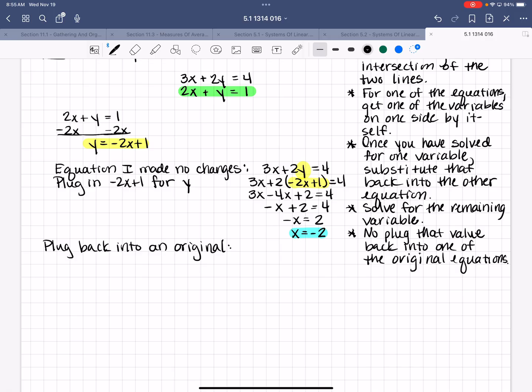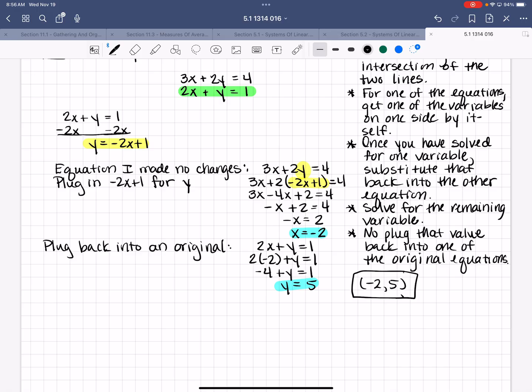Okay? So I take 2x plus y equals 1. I'm going to plug that -2 in for x, so 2 times -2 plus y equals 1. That's going to give me -4 plus y equals 1. And that'll give me y equals 5. Okay? Let's write that as an ordered pair. That should be -2, 5.